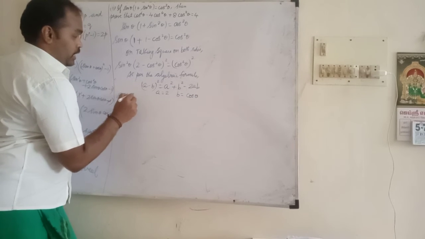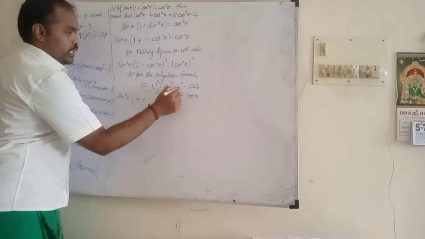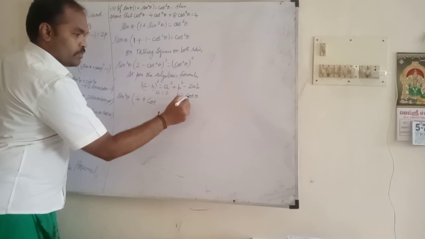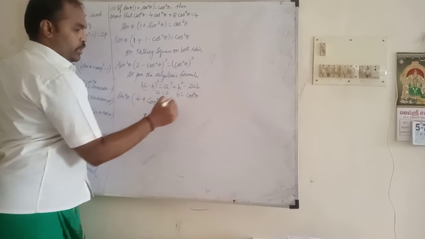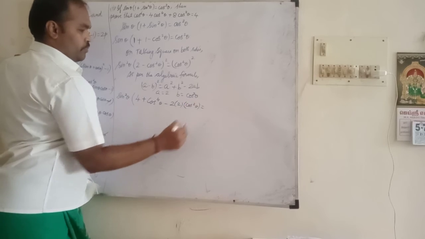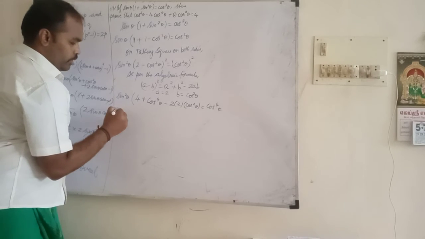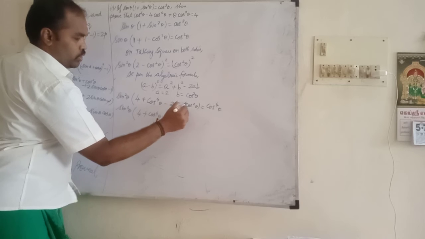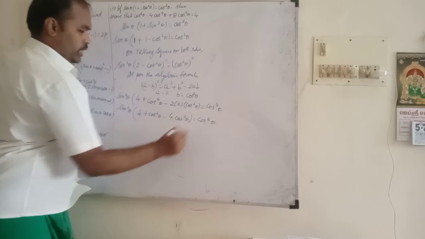So sin square theta into (a minus b) whole square: a square is 2 square, 4. b is cos square theta, and cos square theta whole square is cos power 4 theta. Minus 2ab is 2 into 2, 4, into cos square theta. So sin square theta into (4 plus cos power 4 theta minus 4 cos square theta) equals cos power 4 theta.